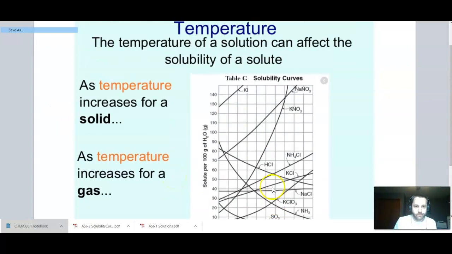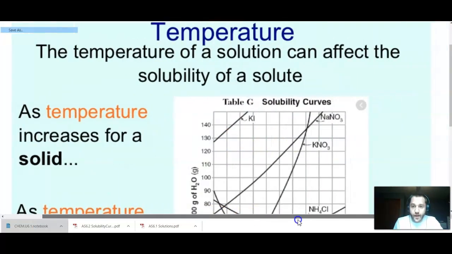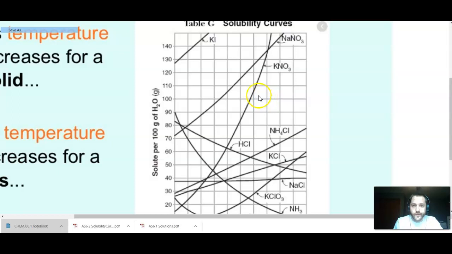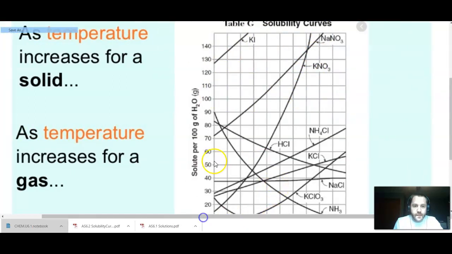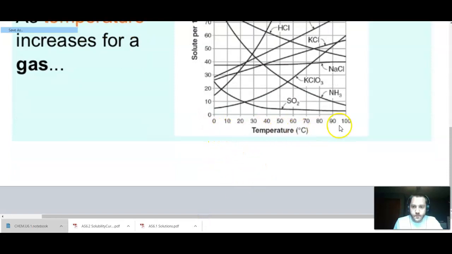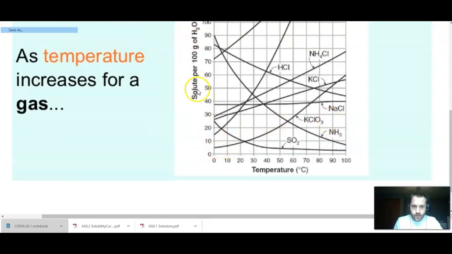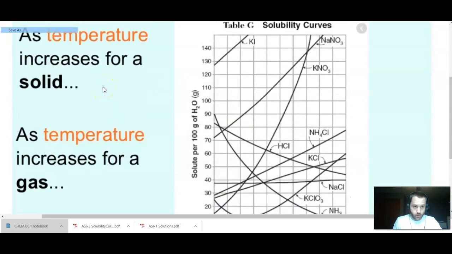So temperature, we just need to note how temperature and pressure affect things' ability to dissolve. Looking at one of these tables here, the temperature of a solution can affect the solubility of a solute. So as temperature increases for a solid, remember our ionic compounds are going to be our solids, so potassium nitrate, sodium nitrate, potassium iodide, and so on, we can see here, as temperature increases, what's happening to how much can be dissolved? Well, it's increasing. So as temperature increases for a solid, solubility increases.